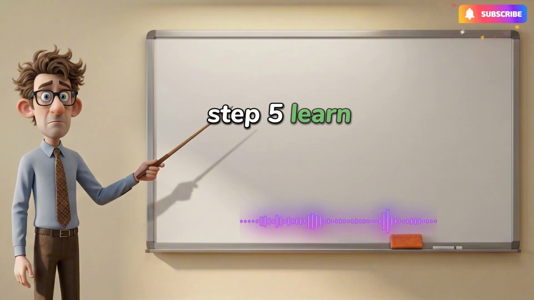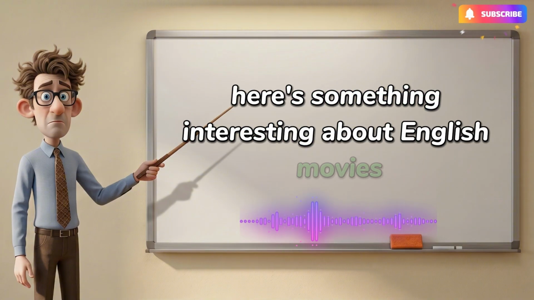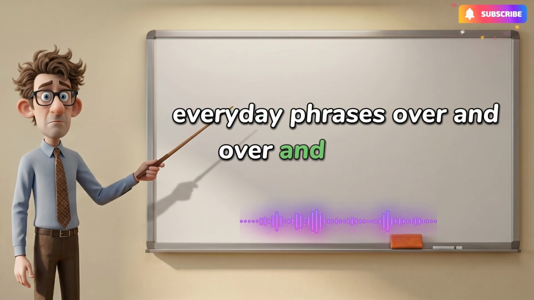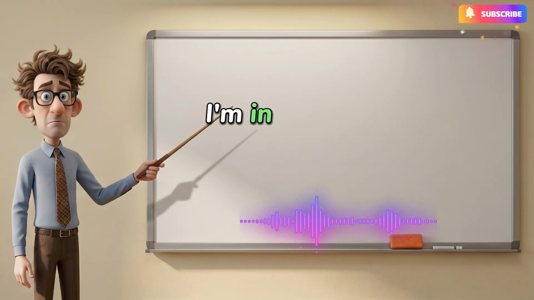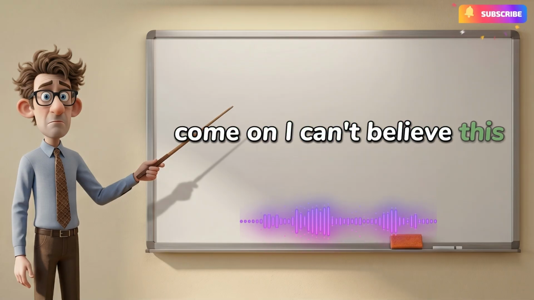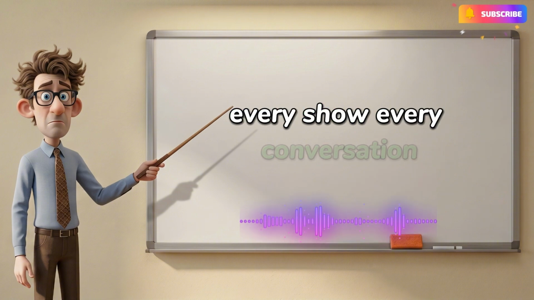Step 5. Learn common phrases and sounds. Here's something interesting about English movies. They use the same short, everyday phrases over and over and over again. What's up? Let's go. I'm in. No way. Are you serious? Come on. I can't believe this. These short phrases come up in almost every movie, every show, every conversation.